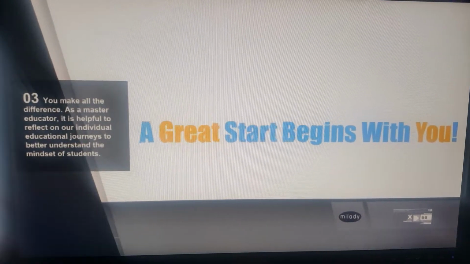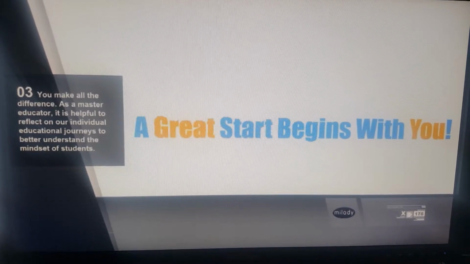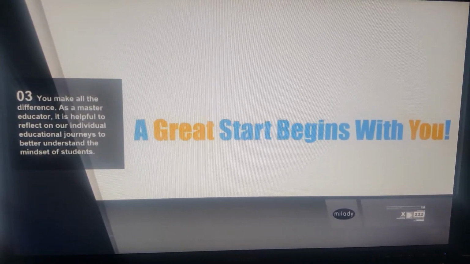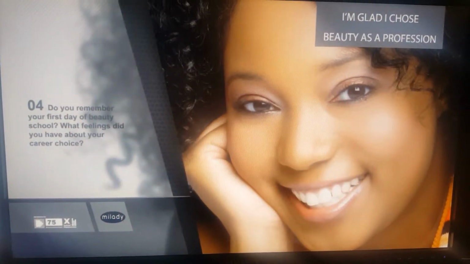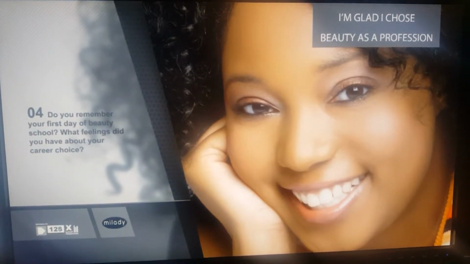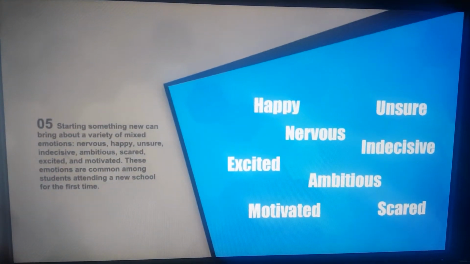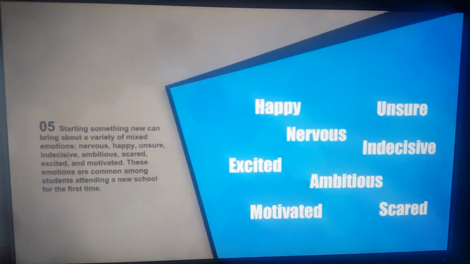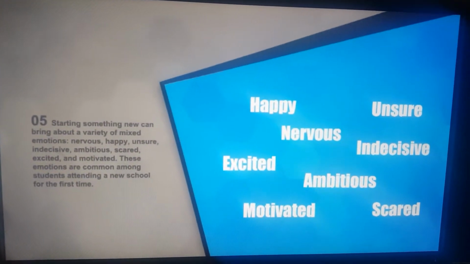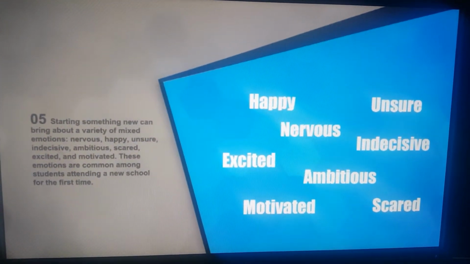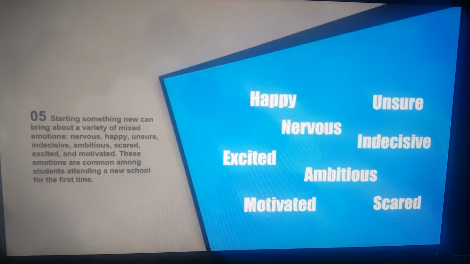As a master educator, it is helpful to reflect on our individual educational journeys to better understand the mindset of students. Do you remember your first day of beauty school? What feelings did you have about your career choice? Starting something new can bring about a variety of mixed emotions: nervous, happy, unsure, indecisive, ambitious, scared, excited, and motivated. These emotions are common among students attending a new school for the first time.